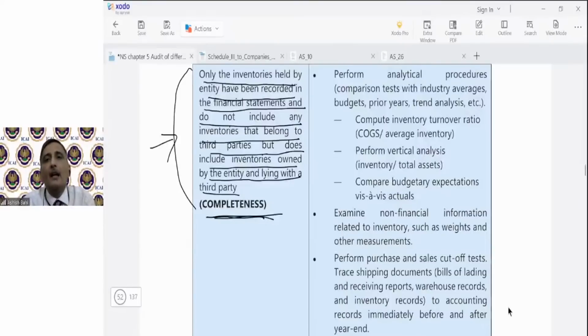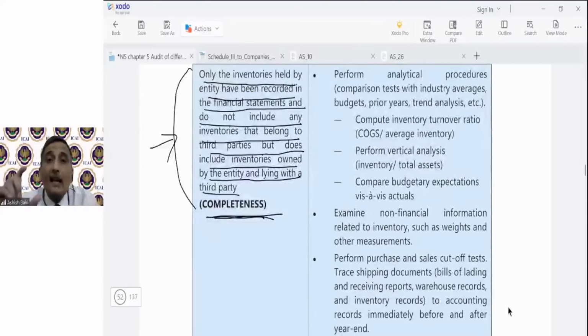However, in the reverse case, when our company is sending some goods for job work to a third party, then the stocks lying with those third parties, although these are not lying in the premises of the company, but are lying with the third parties, would be counted as the company's inventories. So this is an important point for you to remember, students, and always keep it in mind.